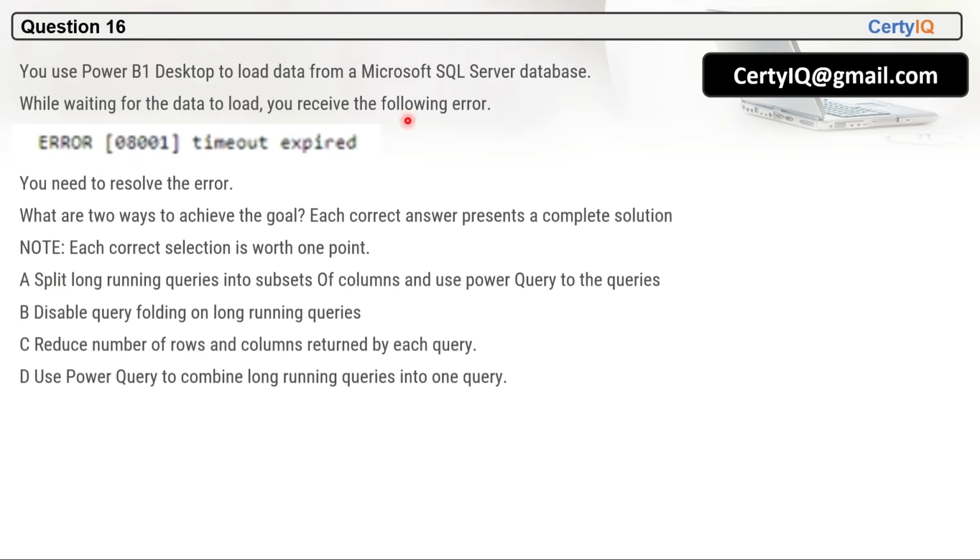Question 16. You use Power BI Desktop to load data from a Microsoft SQL Server database. While waiting for the data to load, you receive the following error: 08001 timeout expired. You need to resolve the error. What are the 2 ways to achieve this goal? Each correct answer presents a complete solution. Note: each correct solution is worth 1 point. So the correct answer will be disable query folding on long running queries and use Power Query to combine long running queries into one query. So B and D will be the correct answer here.